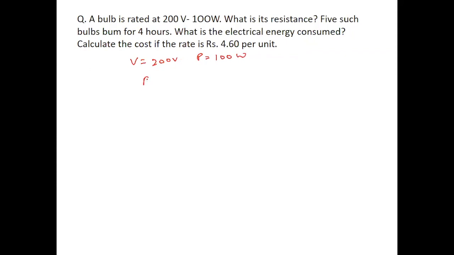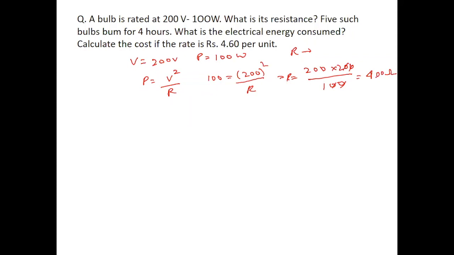Okay, and we know that P equal to V square by R, because R is to be calculated. So 100 equals 200 square by R. So R is 200 into 200 divided by 100, so 400 ohm. So this is the resistance.